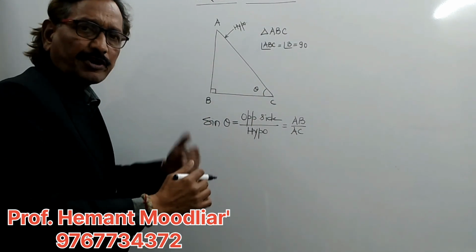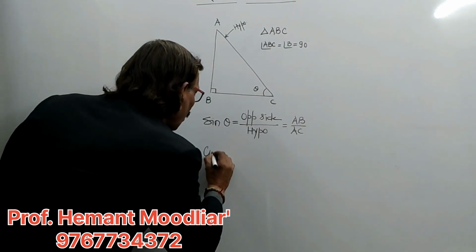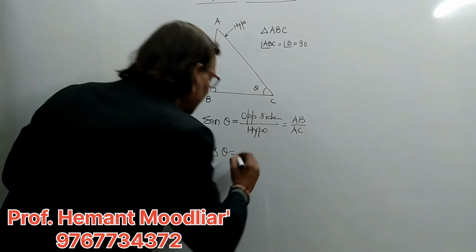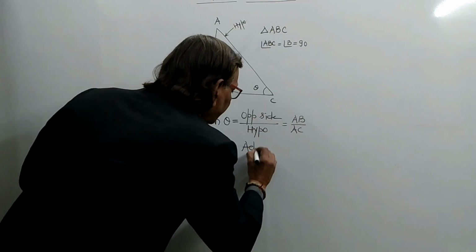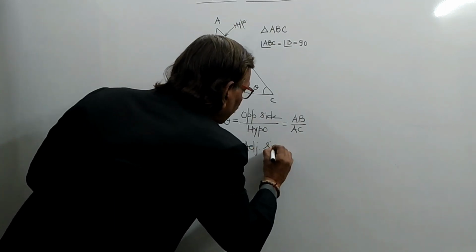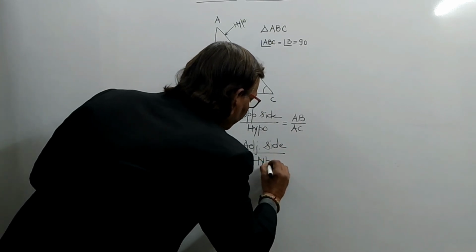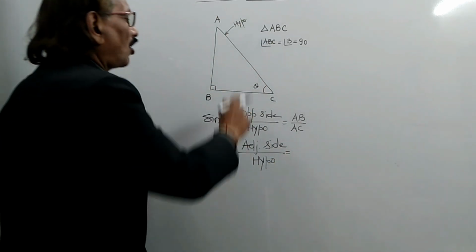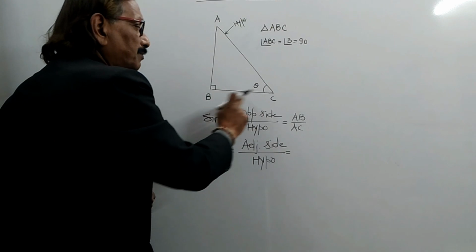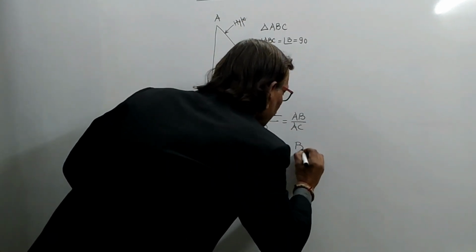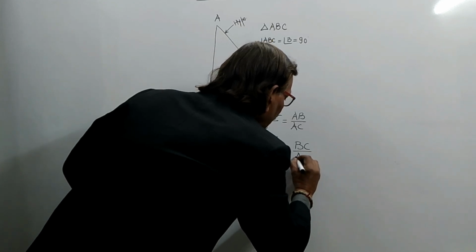Consider the next trigonometric ratio, cos theta. And cos theta says adjacent side upon hypotenuse. For theta, the adjacent side is BC and the hypotenuse is AC. So it becomes BC upon AC.